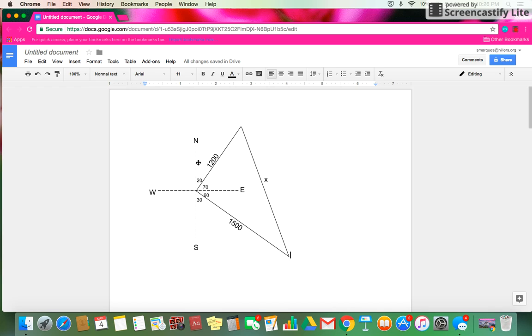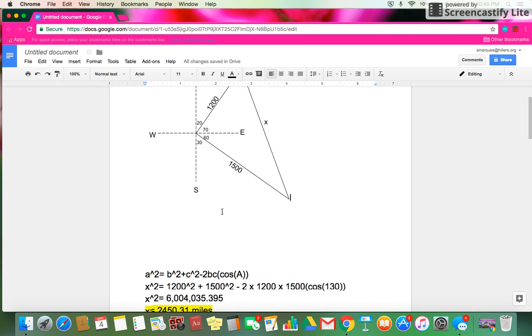And to find it, you know that between north and east is 90 degrees. So you're just going to find the complement to the 20 degrees that you already have, which is 70 degrees. And then do the same thing with the 30, which is going to be 60 degrees. So the total right here is 130 degrees.